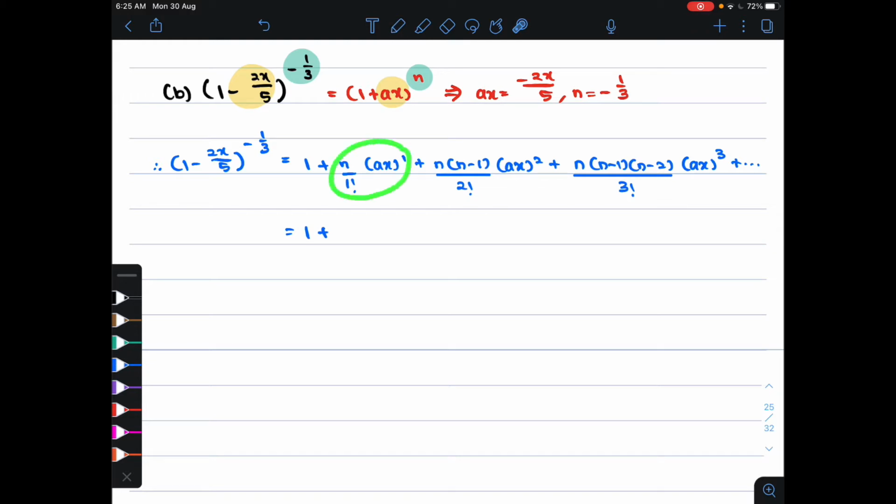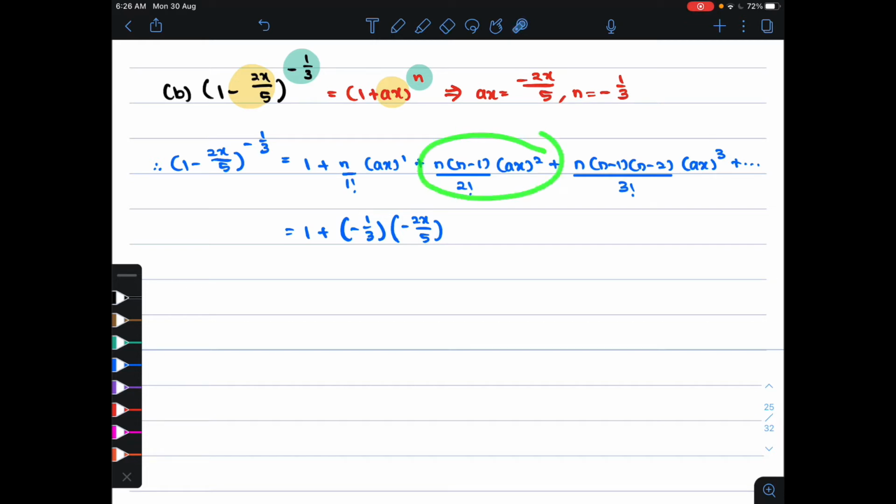For the second term here, we have n divided by 1 factorial. So our n is negative 1 over 3, divided by 1 factorial. Anything divided by 1, we don't need to write. And then we have ax to the power of 1. So this is ax. Same thing, the power of 1 also we don't need to write.